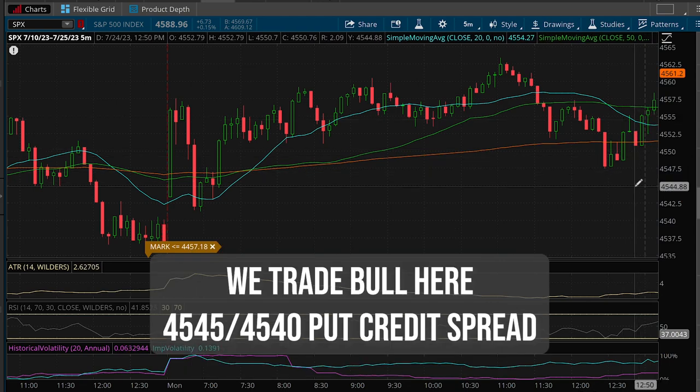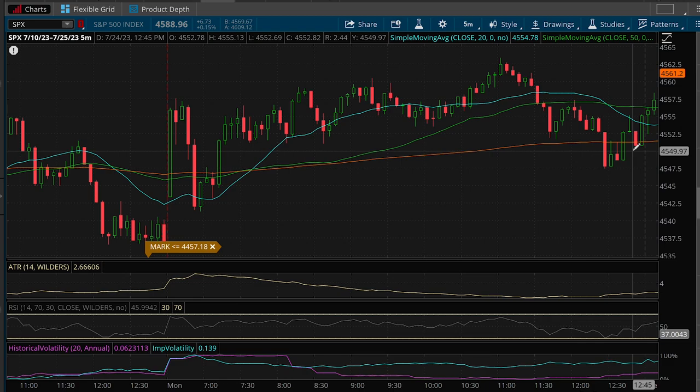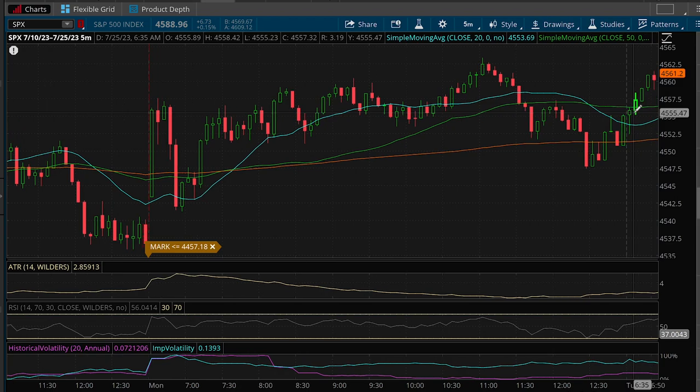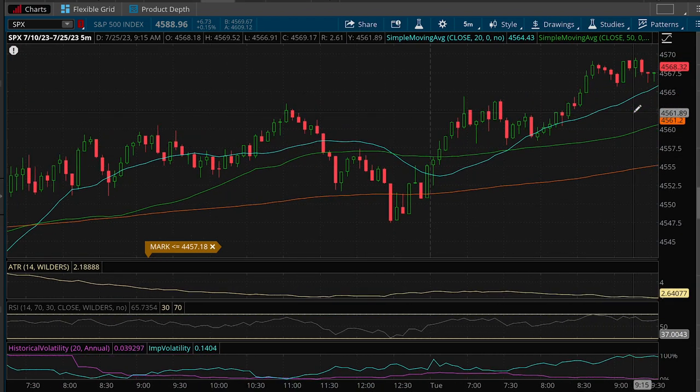I took a 45.45, which is down here. I could probably sell it at 45.50 if you wanted to. Depends on your risk tolerance. I just sold it at 45.45, but 45.50 is probably even better, because the trend is up, so you can take a little bit more of a risk here. And the day just continued to go on and go on. This is a very simple trade, right? Sometimes trading isn't very difficult. You can just take the trade as it presents itself.